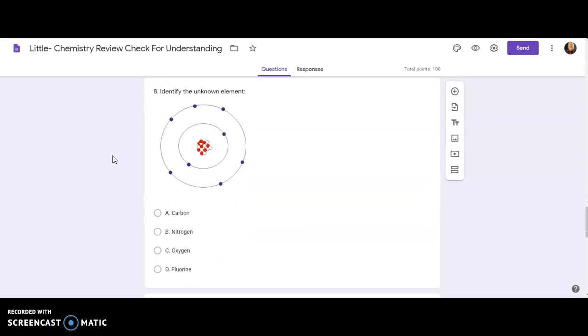Number 8, identify the unknown element. And kids, please do not try to count this up. I do not want you doing that. Remember, that's not how we learned it in class. Remember, A equals P equals E. So if I know that information, I should be able to understand how to come to the correct answer. Is this unknown element A, carbon, B, nitrogen, C, oxygen, or D, fluorine?